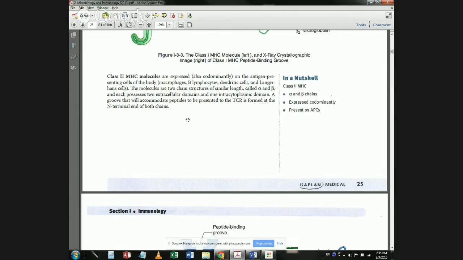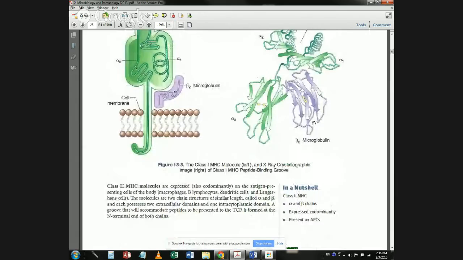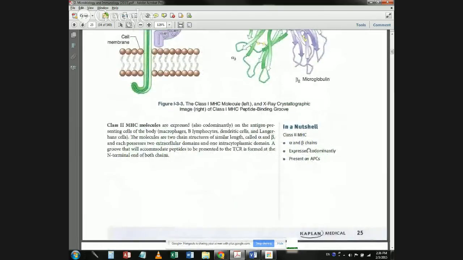Okay. A groove that will accommodate peptides to be presented to the TCR is formed at the N-terminal end of both chains. Very good. So you have to wonder, why does MHC1 have 3 domains? Probably the third one is to identify it as like, hey, I'm self. All right, so in a nutshell, class 2 MHC has alpha and beta chains. Class 1 had alpha and beta 2 microglobulin chains, right? Here we just have alpha and beta chains. Both of them are expressed codominantly.